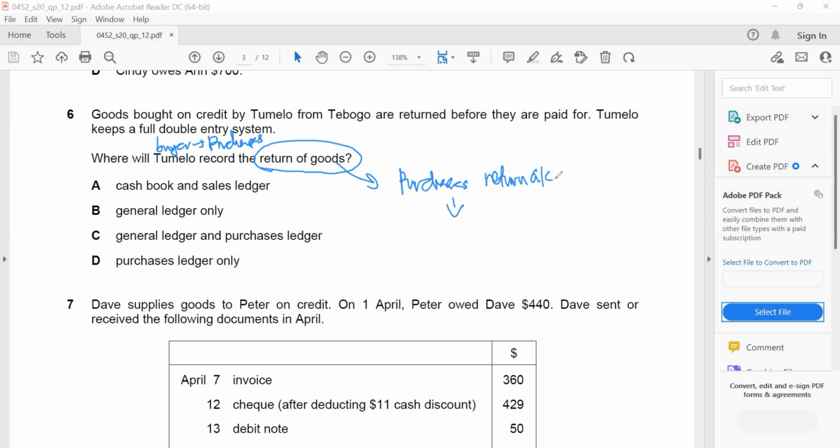This is an account, so it will be recorded under the general ledger. Whereas Tibogo is a supplier. Supplier will be recorded under the purchases ledger. So these two ledgers will get involved. So the answer should be C. Next, let's move on.